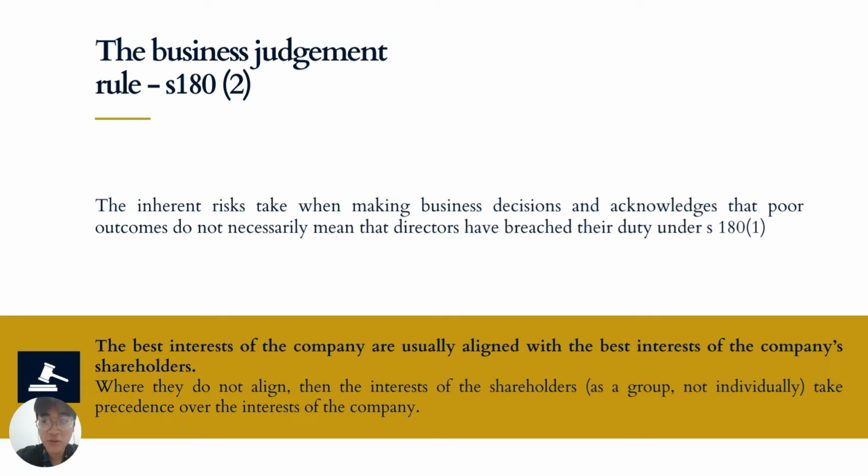About the business judgment rule mentioned in section 180: it acknowledges the inherent risks taken when making business decisions, and that poor outcomes do not necessarily mean that directors have breached their duties. The best interests of the company are usually aligned with the best interests of the company's shareholders. Where they do not align, the interest of the shareholders should take precedence over the interest of the company.